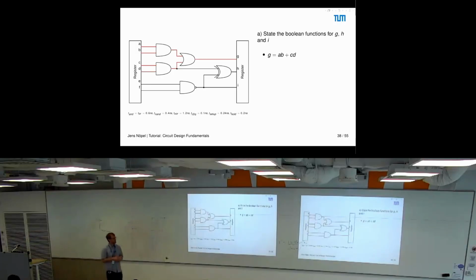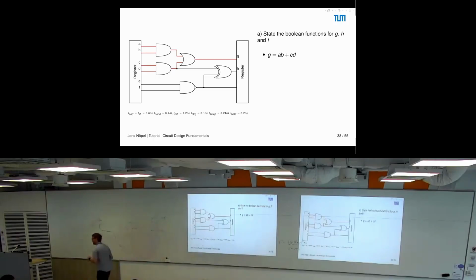So what would be a good approach to do that? Just go from the right side to the left side and follow the path, see which gates are part of it, and then come to the function. I highlighted the path for G. You see we have A and B going into this gate, and this gate takes C and D. Then both of those gates are ORed together to form G, which is nothing else than AB or CD.